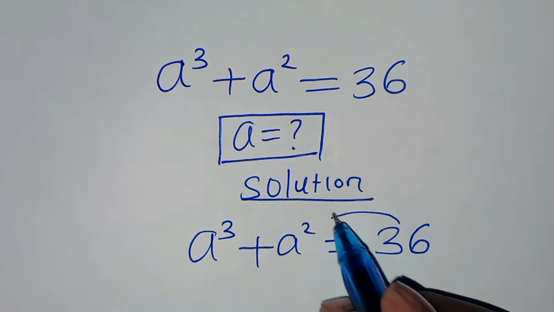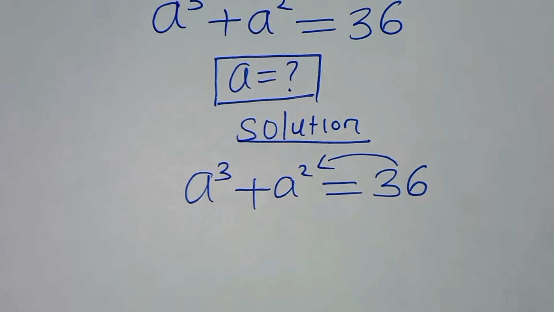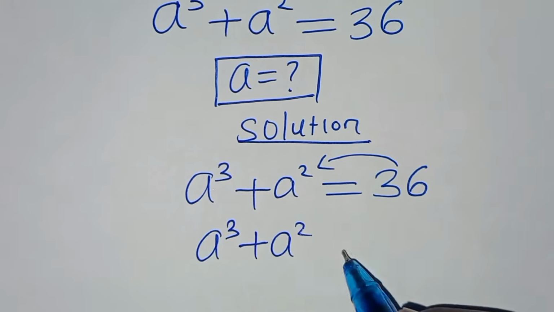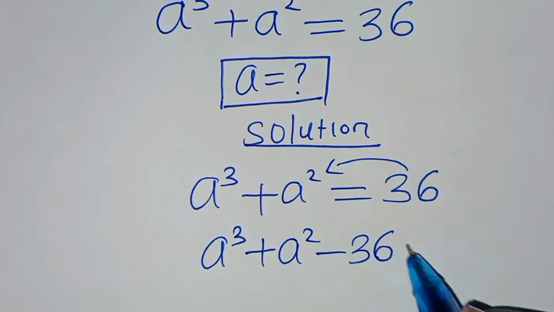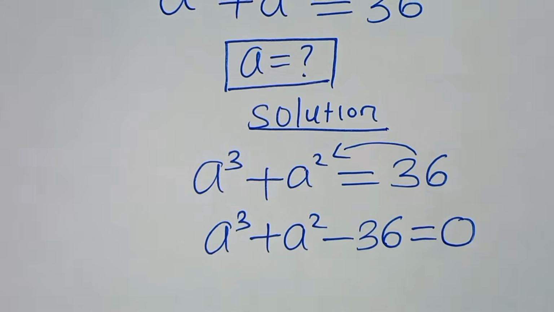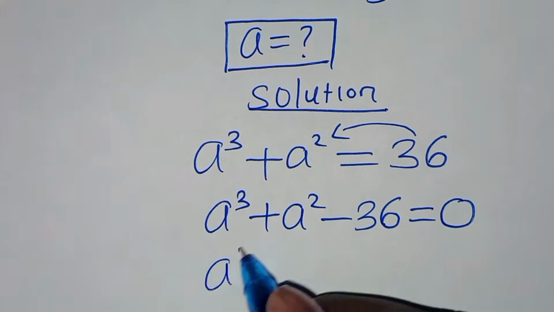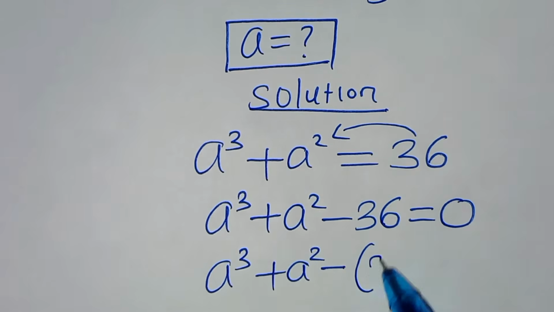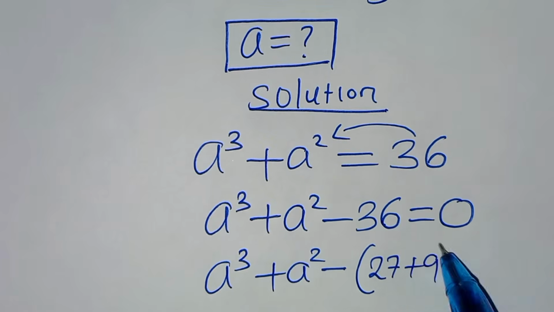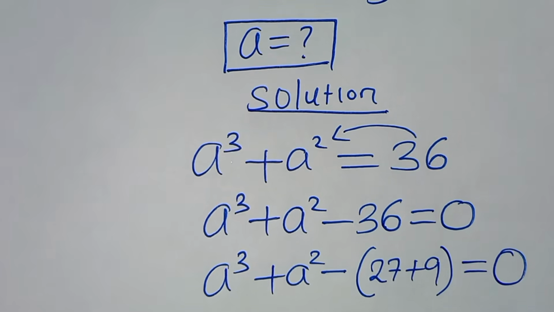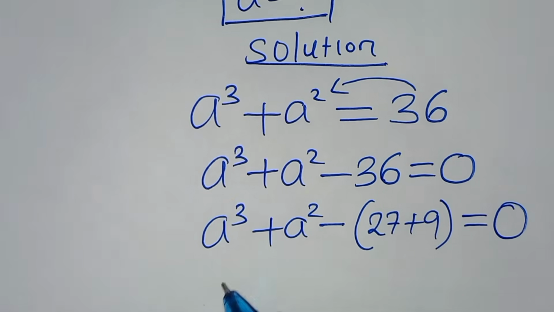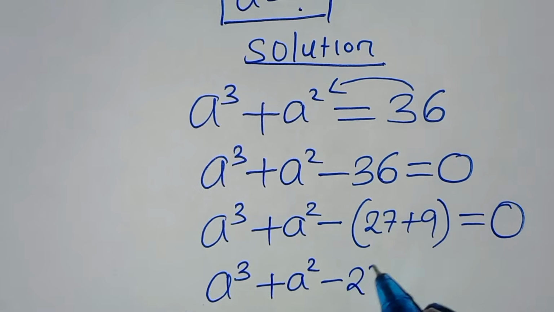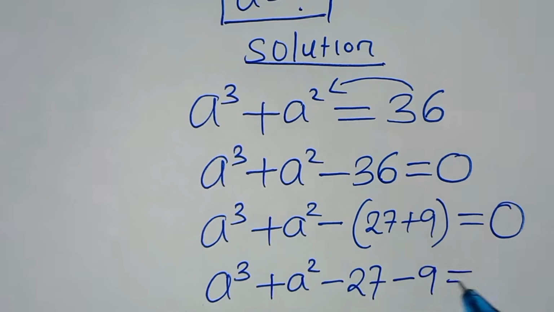Now, let's take 36 to the left-hand side so that we have a to power 3 plus a to power 2 minus 36 equal to 0. We can express 36 as 27 plus 9. So here we have a to power 3 plus a to power 2 minus 27 minus 9, which is equal to 0.